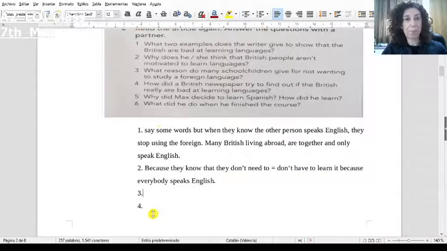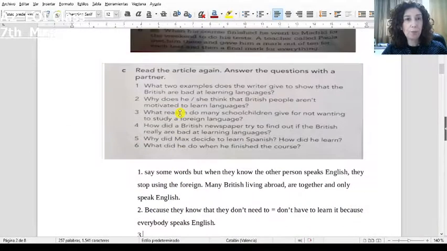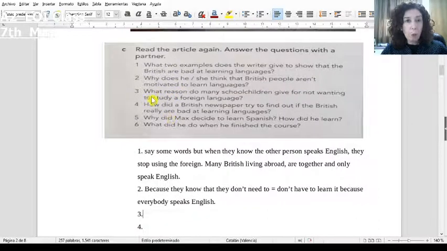Number 3. What reason do many school children give for not wanting to study a foreign language?